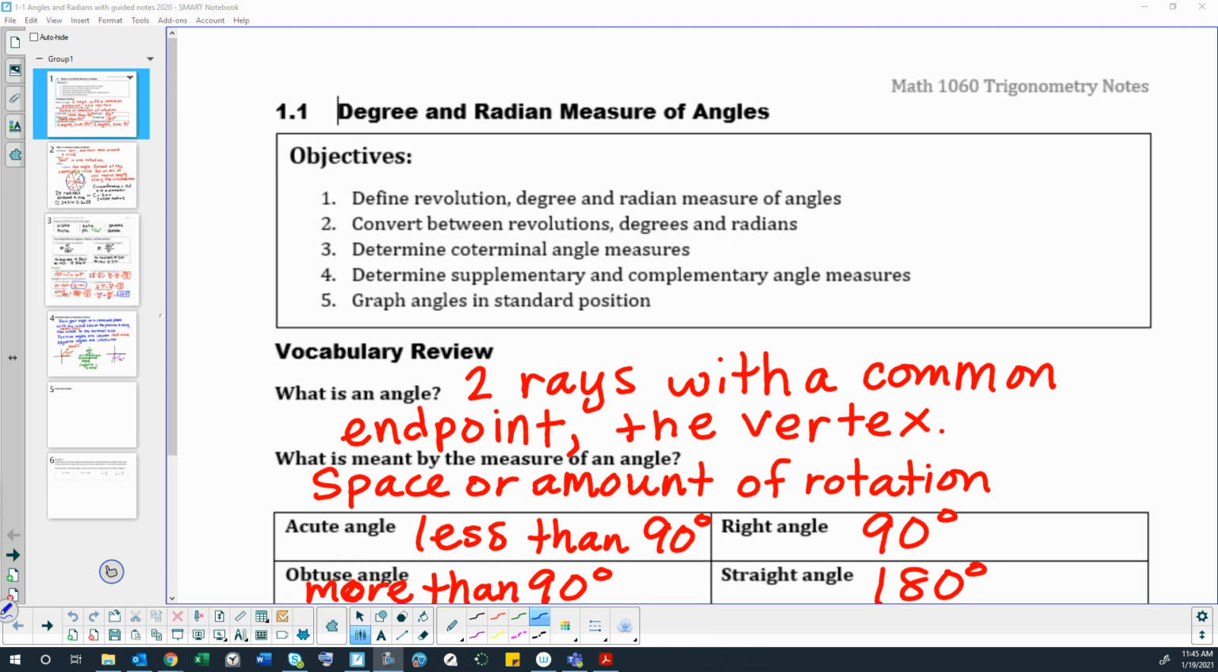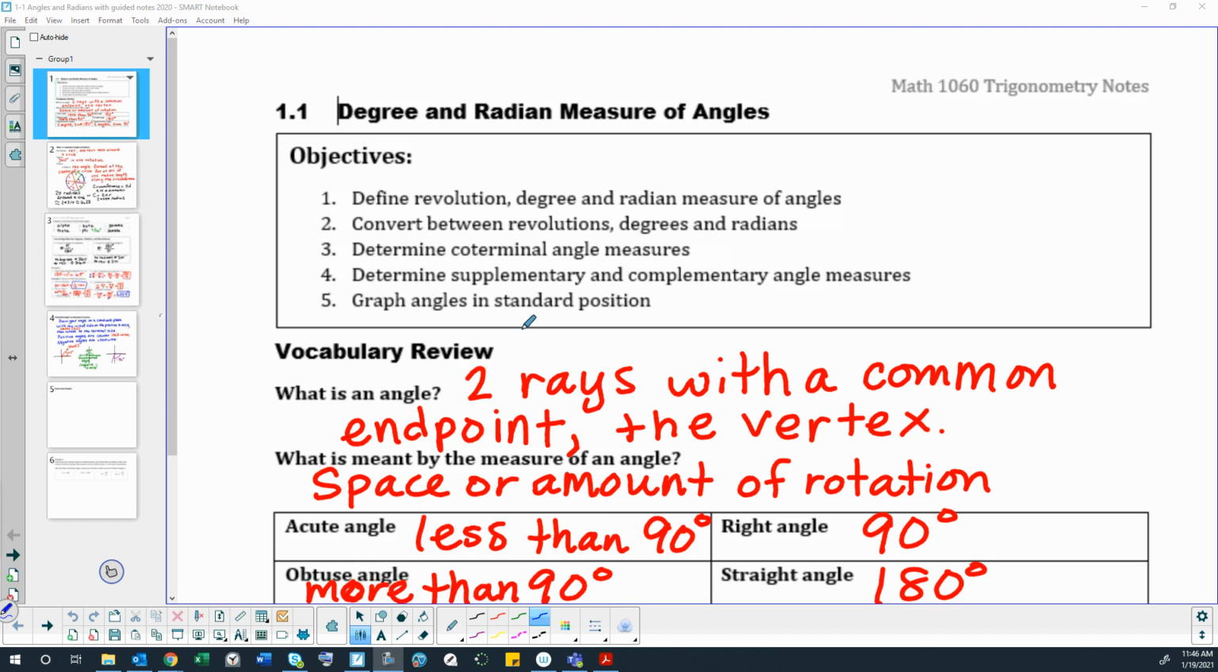Alright, Math 1060 Trigonometry. We're in section 1.1. We're going to talk about angles, both degree and radian measure. So if you've never talked about radian measure of angles before, now is your chance. Although I do think that was a Math 3 topic. So this should be a review.